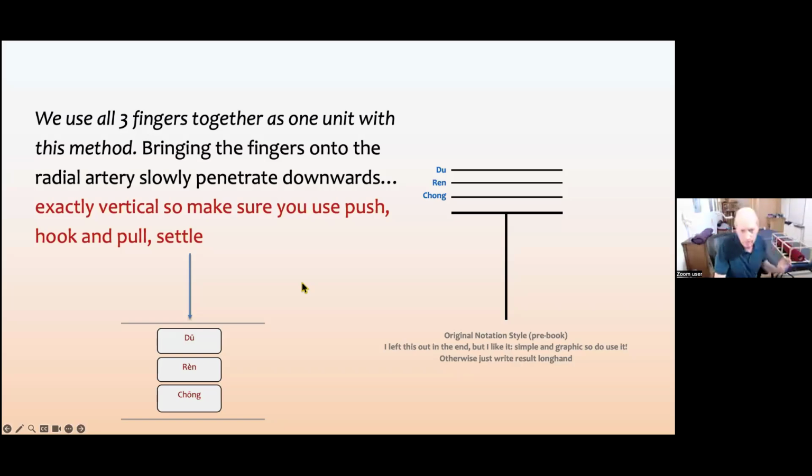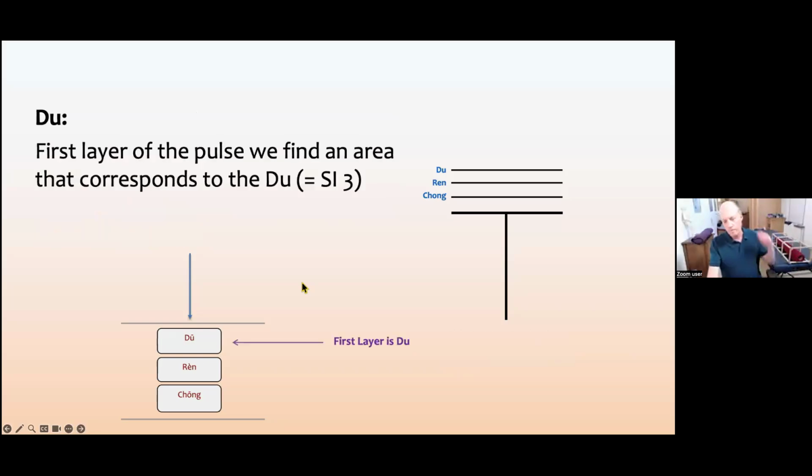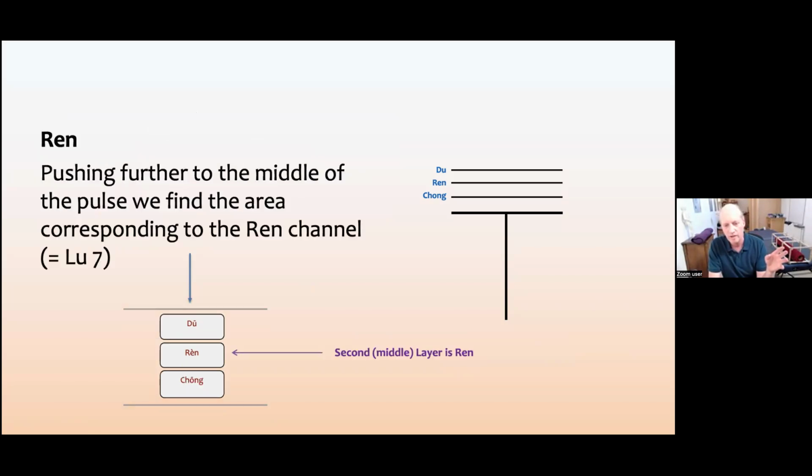So I'll go through the rest of the slides now. You'll see the first layer is the Du, as discussed, a very strong upward movement. The second one is the Ren, so you're pushing through to the middle. The Ren is exactly in the middle.